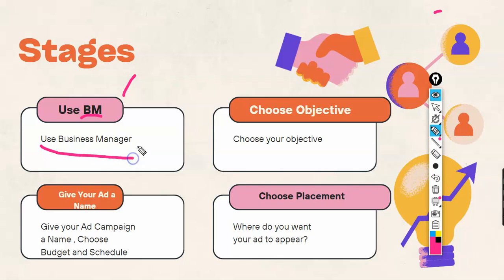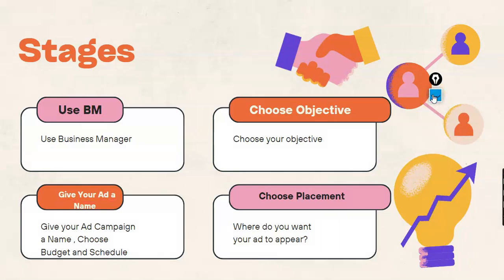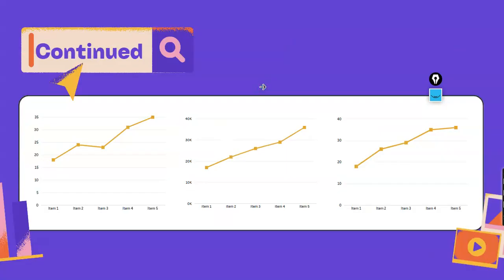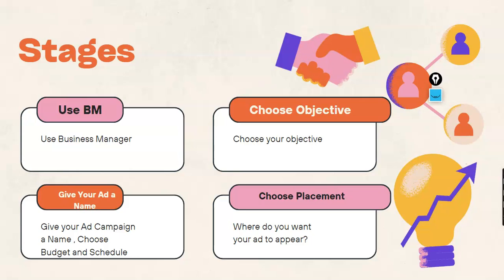So Business Manager is a place where you can manage all your social media assets in one place. Then choose your objective. I'll show you the different objectives that are available when it comes to setting up your Facebook ad. Then give your ad a name. I'll show you how to do that. You choose your budget and your schedule. I'll take you through all that. Then choose your placements and add creative. We'll go through that step by step so that you can set up the ad. Remember, we promised that we will set it up in 10 minutes.